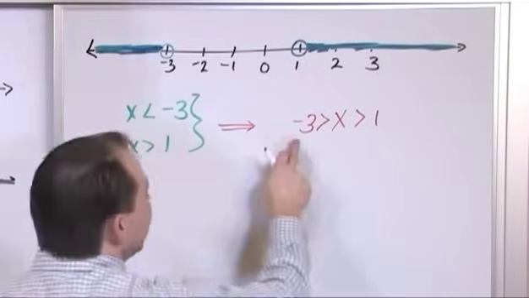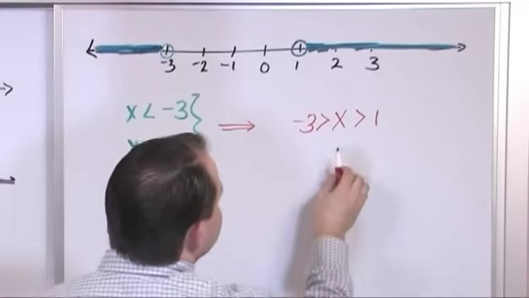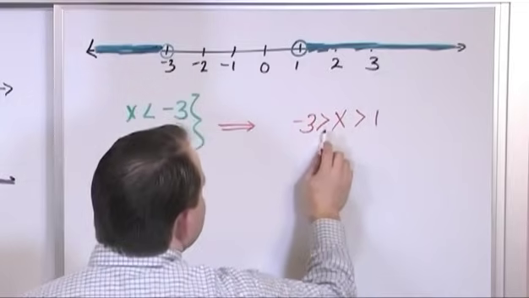So if you try to start reading it here, you can do it. I'm not telling you that you can't do it. But for me, it's always easier if you start in the middle. X is greater than 1. Okay, that's what I have. X is less than negative 3.